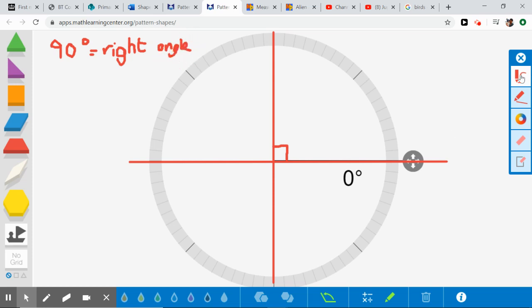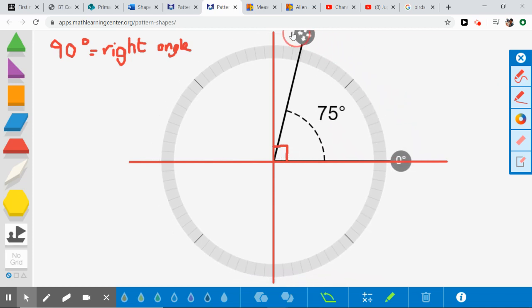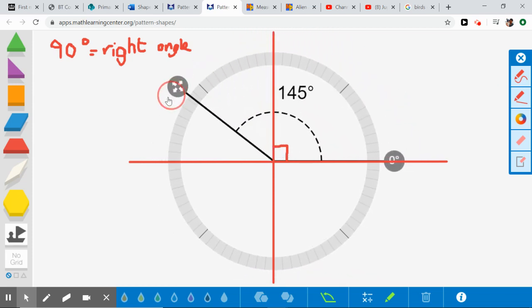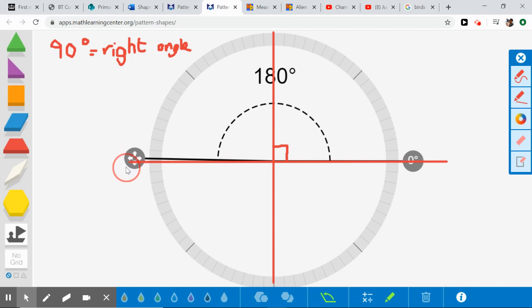And then when we did half a turn, it was 180 degrees, which is actually two right angles, isn't it? Look, we could have another right angle. So it's half a turn or 2 quarter turns. So I'm just going to do fraction, half turn.